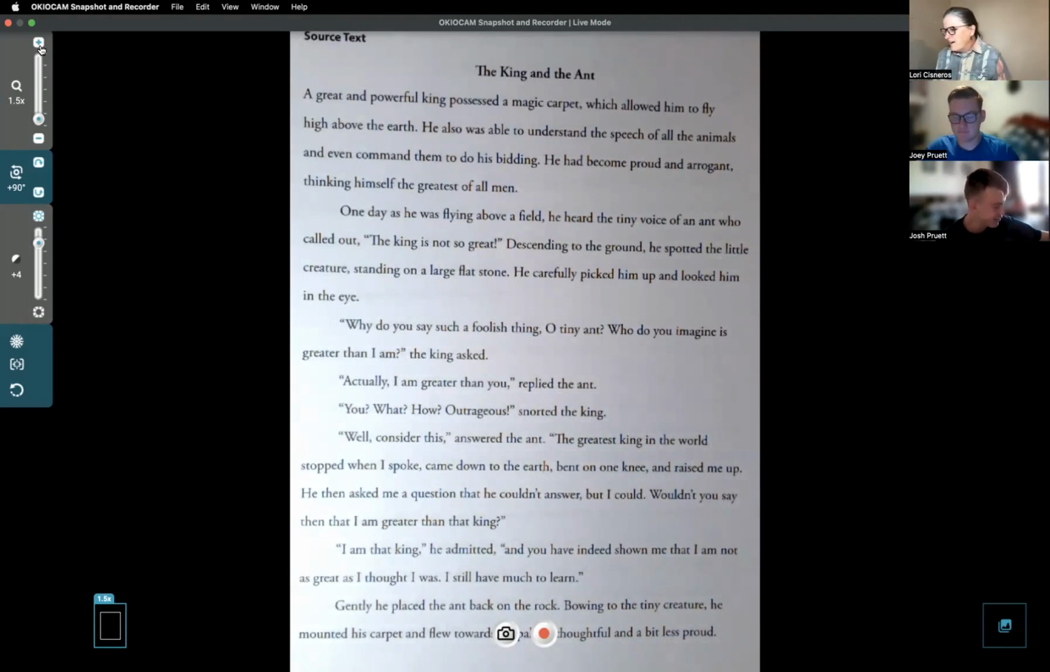He had become proud and arrogant, thinking himself the greatest of all men. One day, as he was flying above a field, he heard the tiny voice of an ant who called out, "The king is not so great." Descending to the ground, he spotted the little creature standing on a large flat stone. He carefully picked him up and looked him in the eye. "Why do you say such foolish thing, O tiny ant? Who do you imagine is greater than I am?" the king asked.